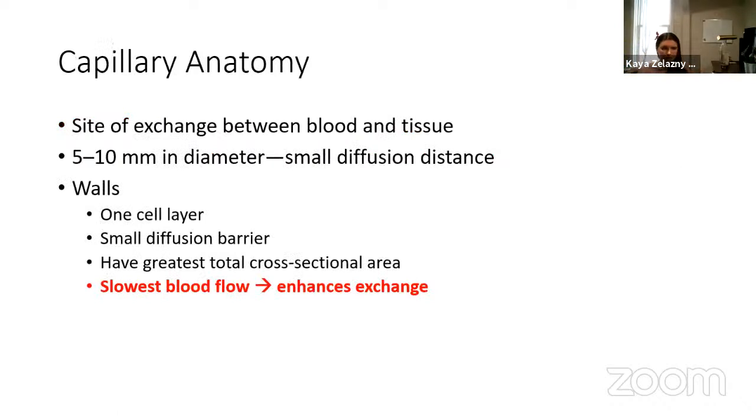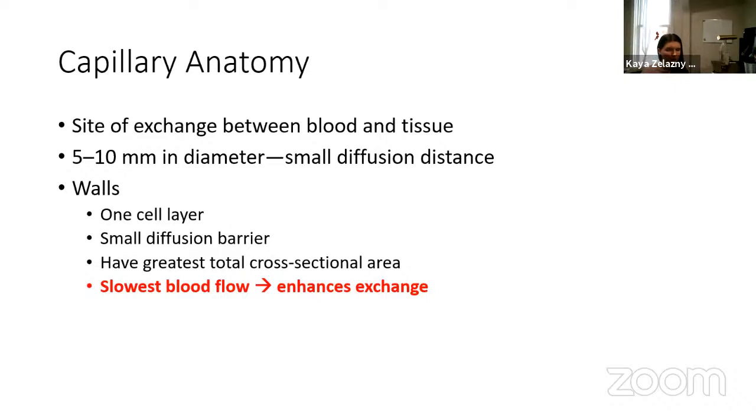So to understand this, we do have to understand a little bit about the anatomy of the capillaries. So what they look like, how many there are, and specifically what their walls look like is going to make a big difference. So as we said, they're the site of exchange between the blood and the tissue. It's where we're actually moving nutrients in and wastes out. Okay. They're really small. They're 5 to 10 millimeters in diameter. This allows for a small distance for things to diffuse in and out of the tissues, right? The substances don't have that physically far to travel, and we'll also see that those walls are quite thin.